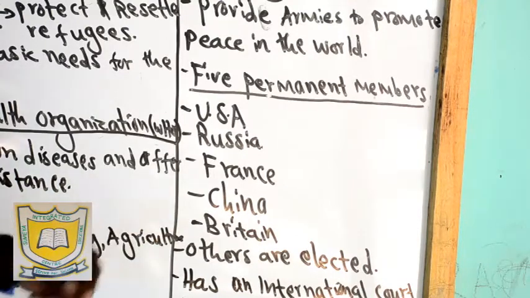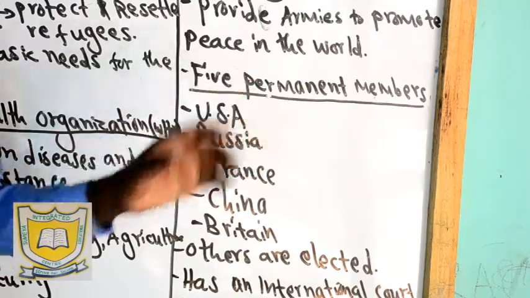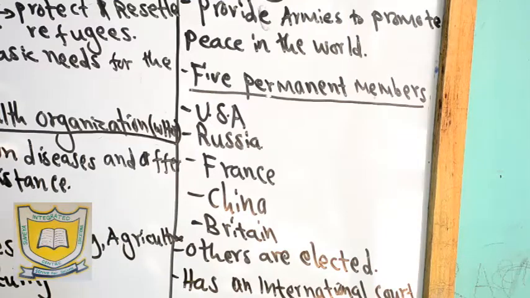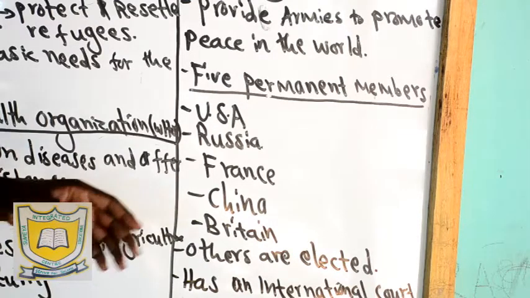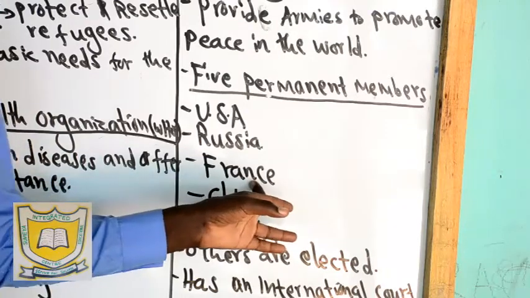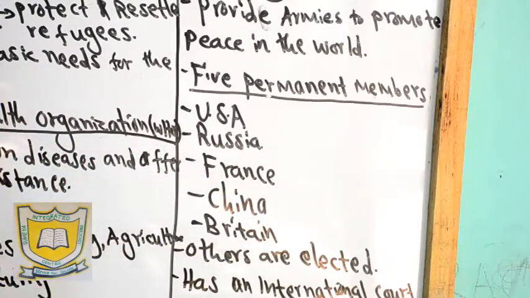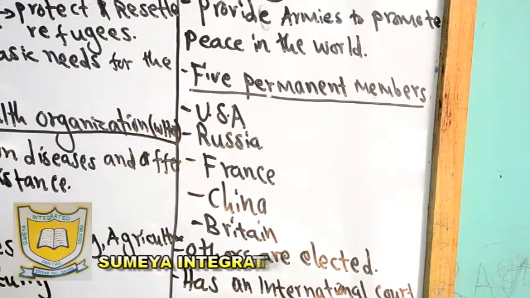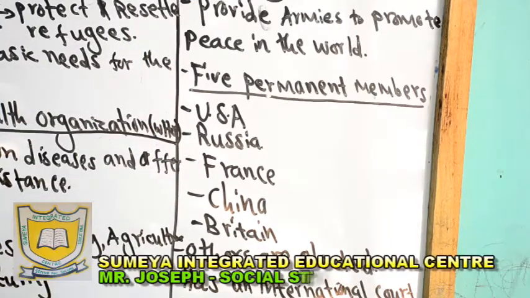They are permanent throughout. And then we have Russia. Russia is also very good when it comes to a military organization. Then we have France. And then we have China. Lastly, we have Britain. So those are the permanent members of the Security Council of the United Nations.